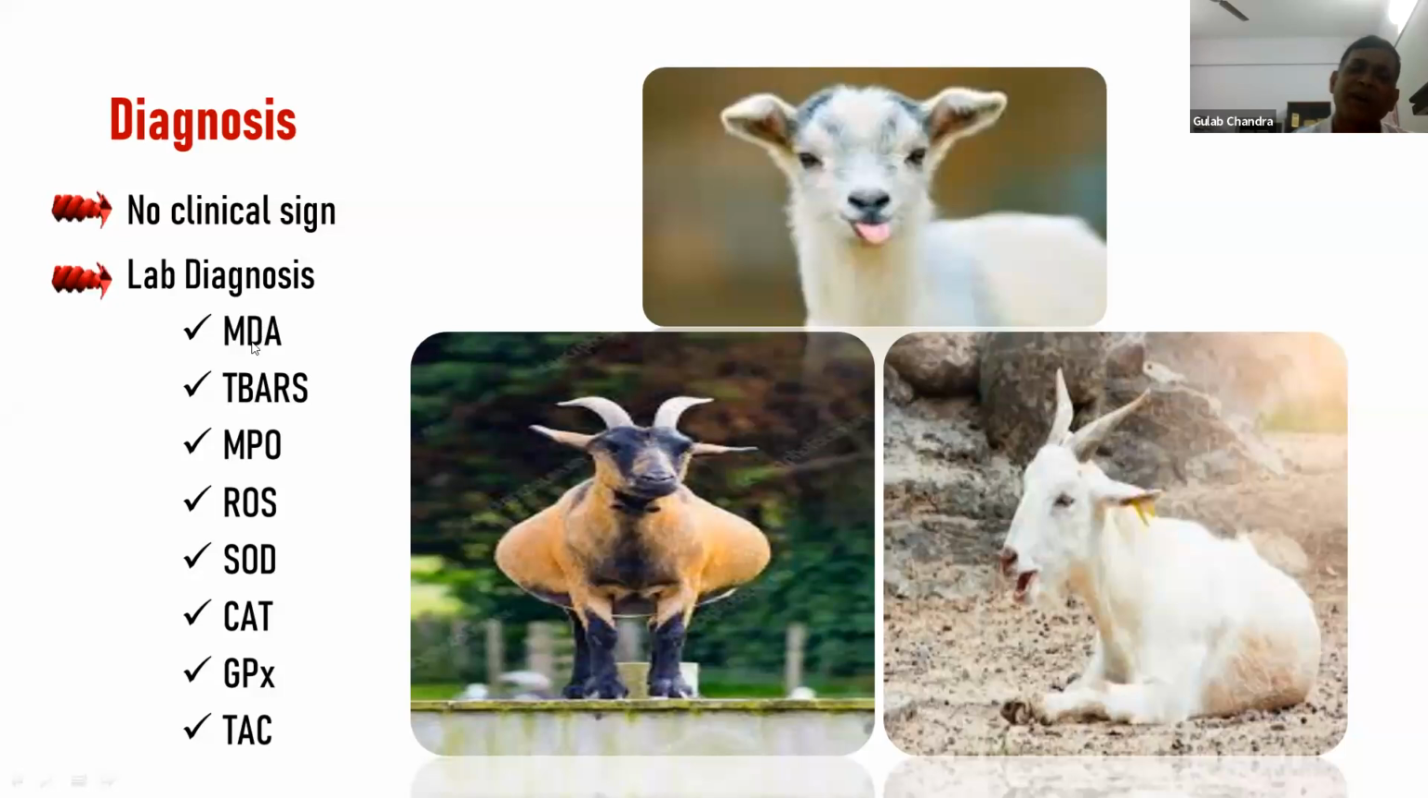Malondialdehyde is the biomarker of lipid peroxides, and myeloperoxidase is found in neutrophils and promotes the production of free radicals. This one is the reactive oxygen species that I told about in the earlier slide. If their concentration is excessively increased, it causes oxidative stress, and this is the biomarker of oxidative stress. And these are superoxide dismutase, catalase, and glutathione peroxidase, the antioxidant enzymes whose levels also decrease if the animal is in a condition of oxidative stress.